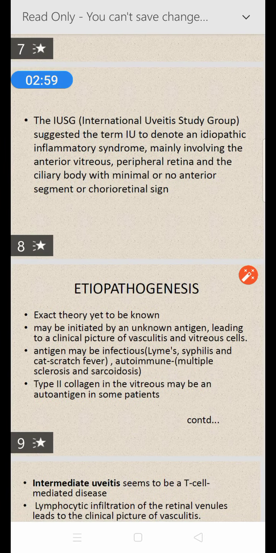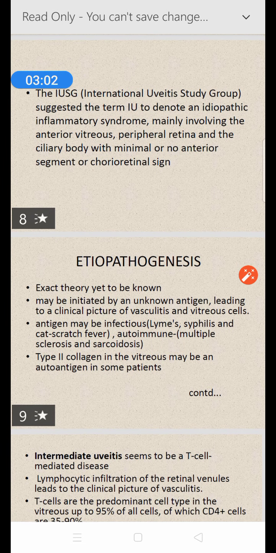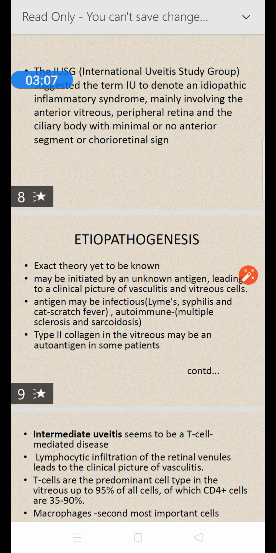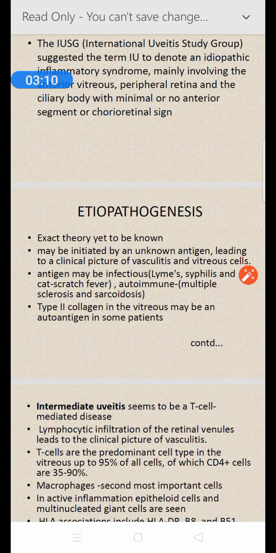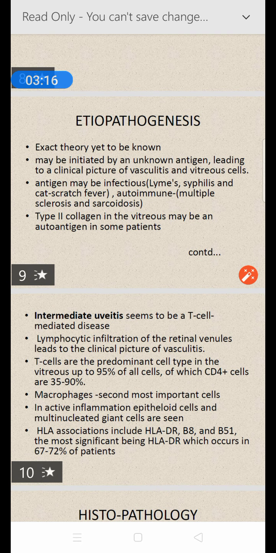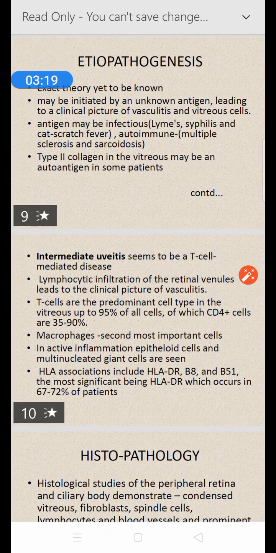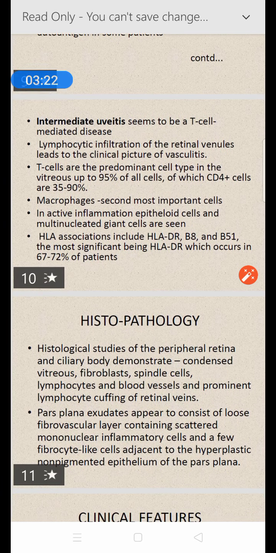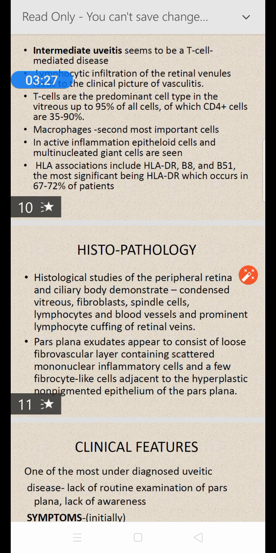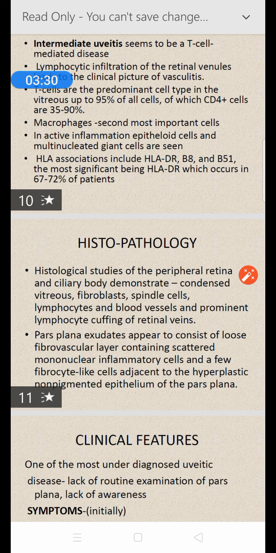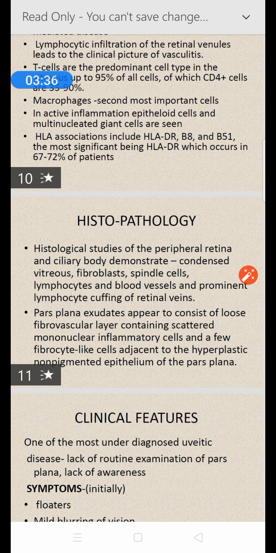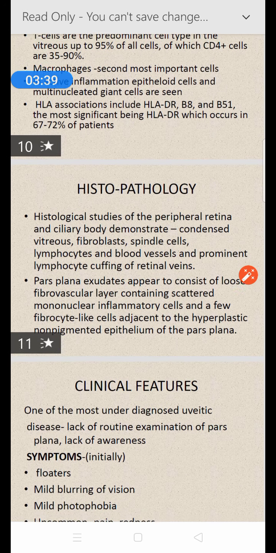Coming to etiopathogenesis, most of the time we call it idiopathic, but it may be initiated by an unknown antigen, leading to a clinical picture of vasculitis and vitreous cells. Intermediate uveitis seems to be usually a T-cell mediated disease. In histopathological studies, you usually see that the peripheral retina and the ciliary body demonstrate condensed vitreous fibroblasts, spindle cells, lymphocytes, blood vessels, and prominent lymphocyte cuffing of retinal veins.